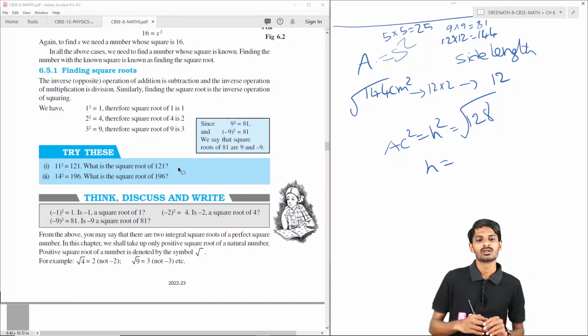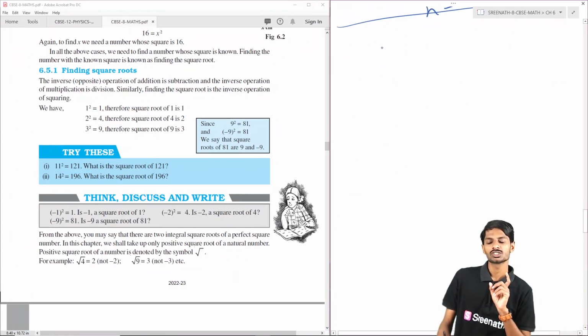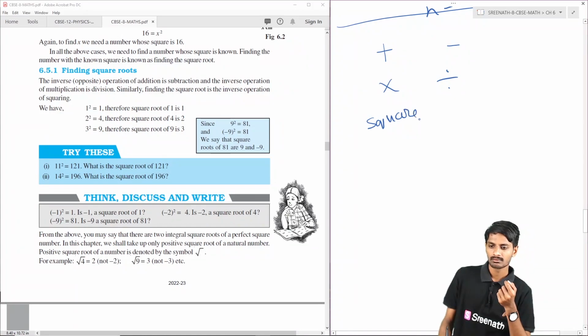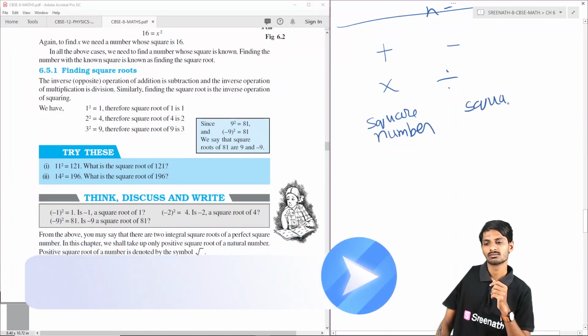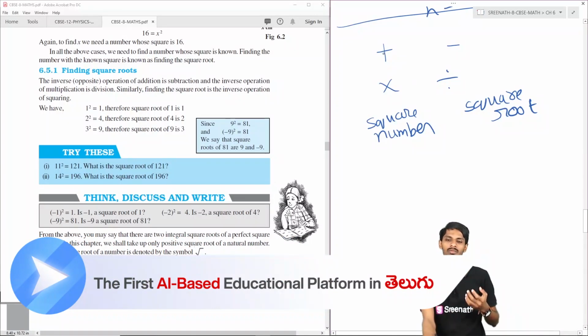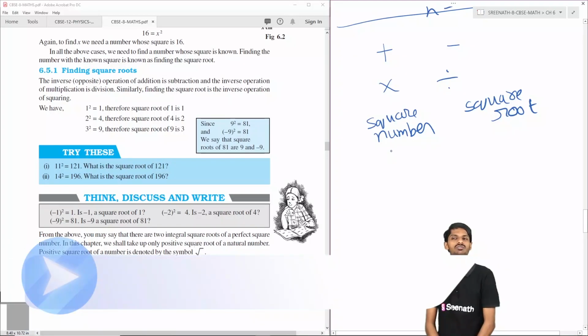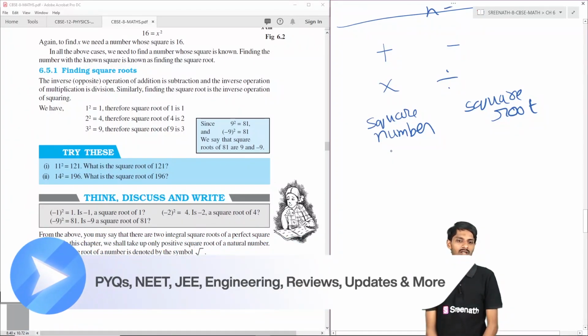Finding square root. How can we find the square root? The opposite operation of addition is subtraction, and for multiplication it is division. Like that, for a square number, the opposite operation is square root. It is the inverse of it. If you add any number and then subtract that number, you get the same number. Like that, if you find the square of any number and then find the square root of that square number, you will get that number.